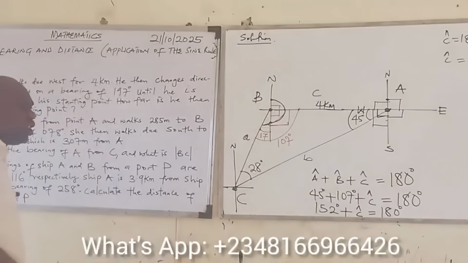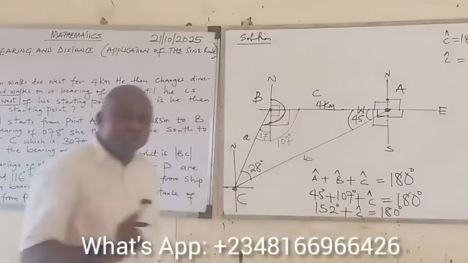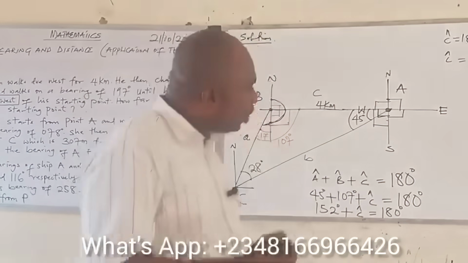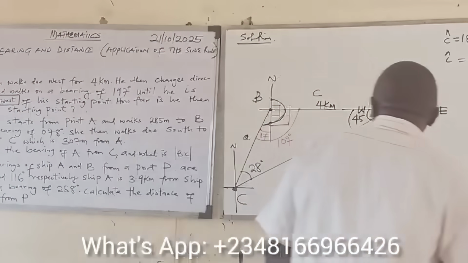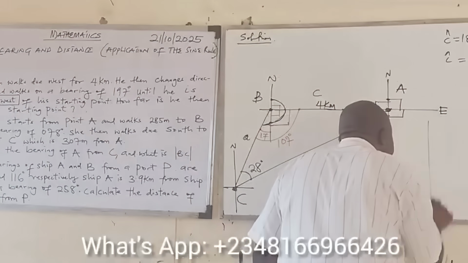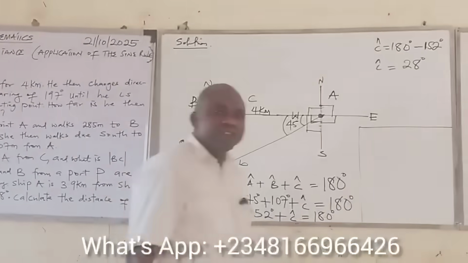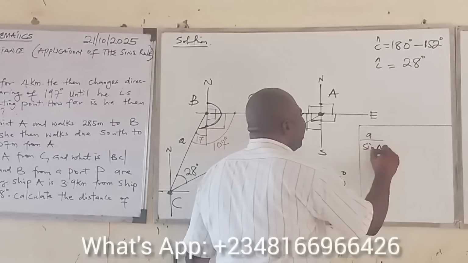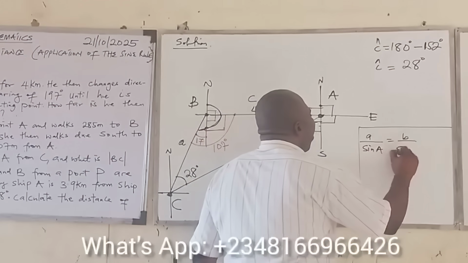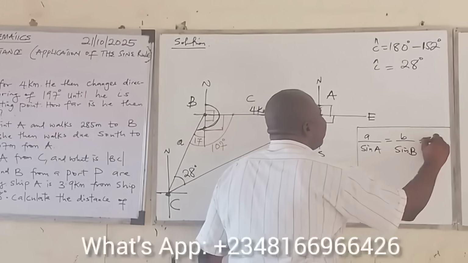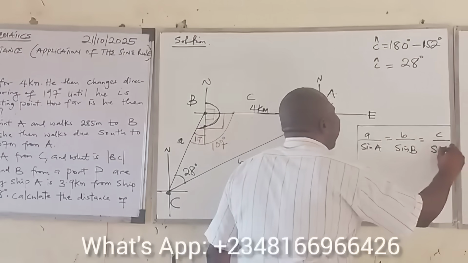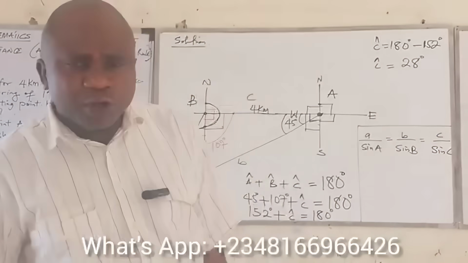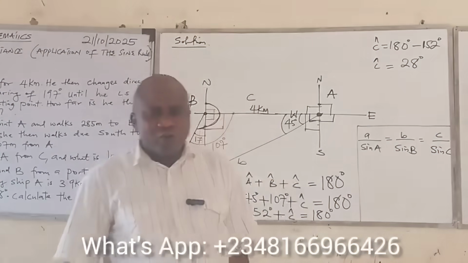Now this is a case of having three angles and just one side. So here we are applying the sine rule. I remember the sine rule states that a over sine big A is equal to b over sine big B and is also equal to c over sine big C.